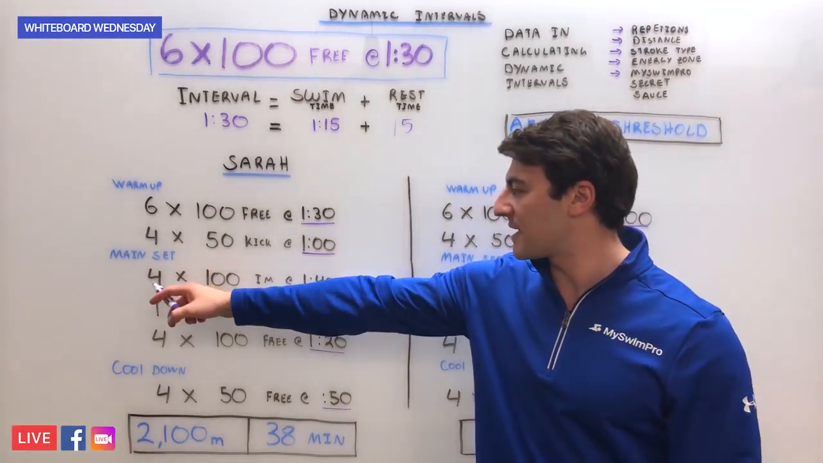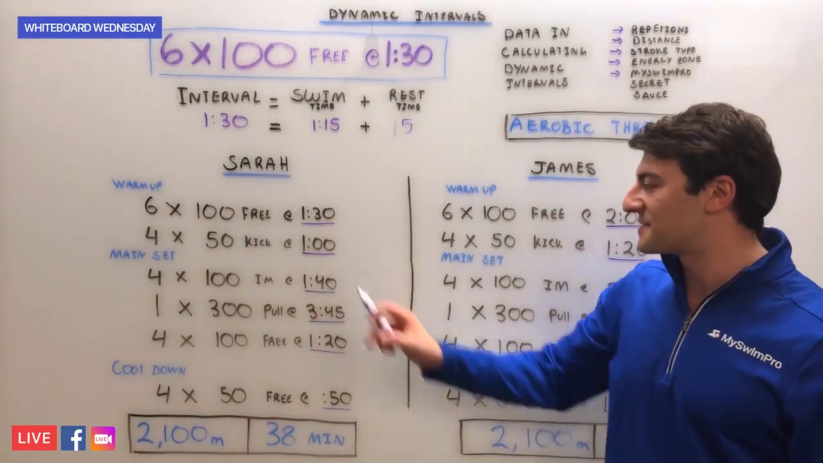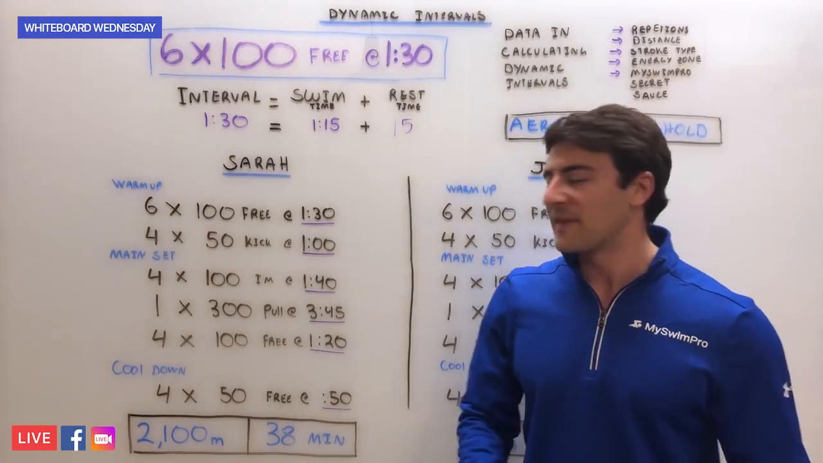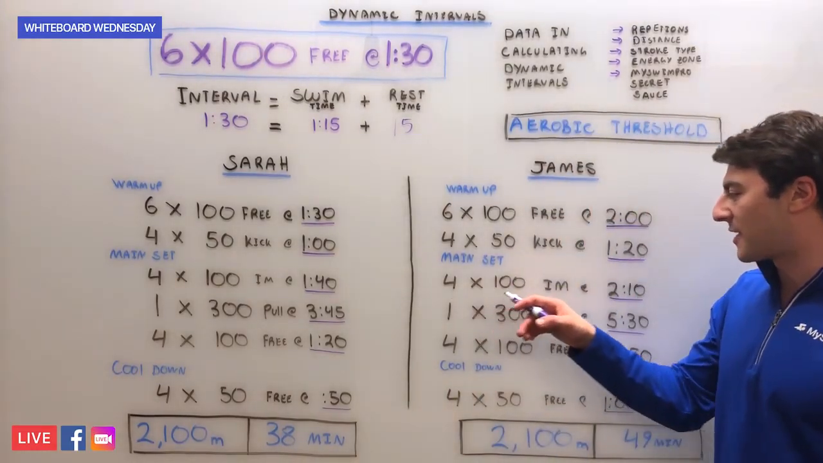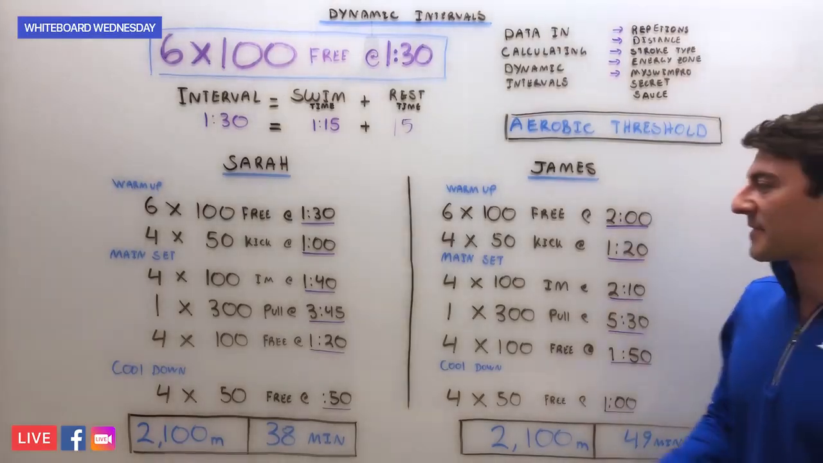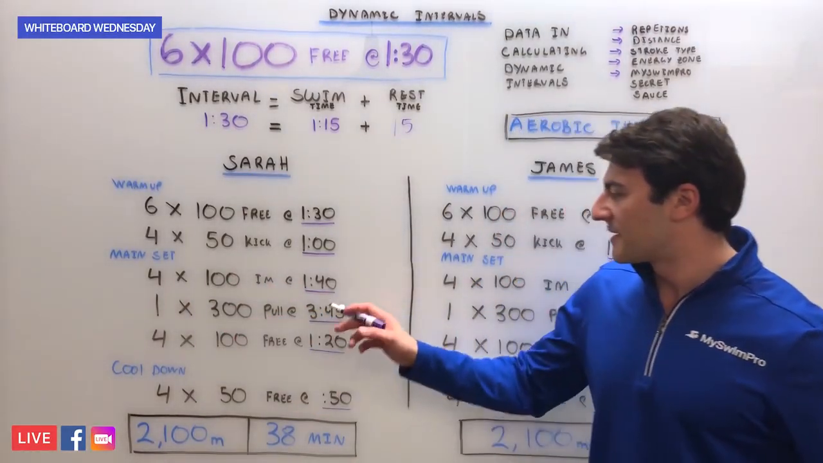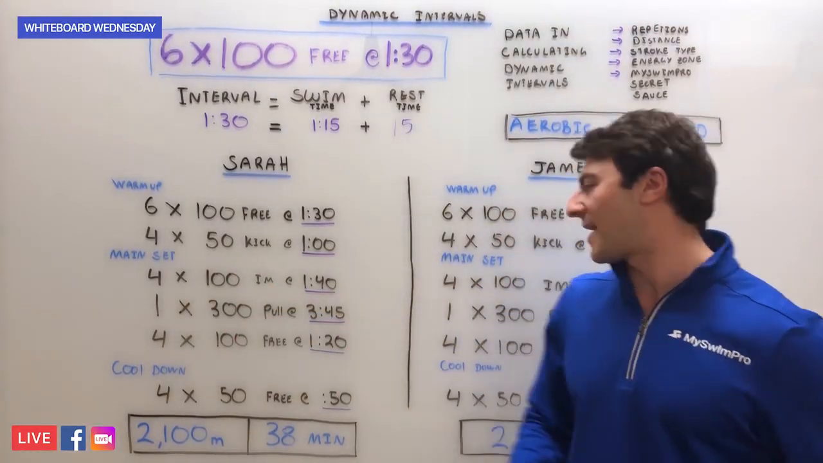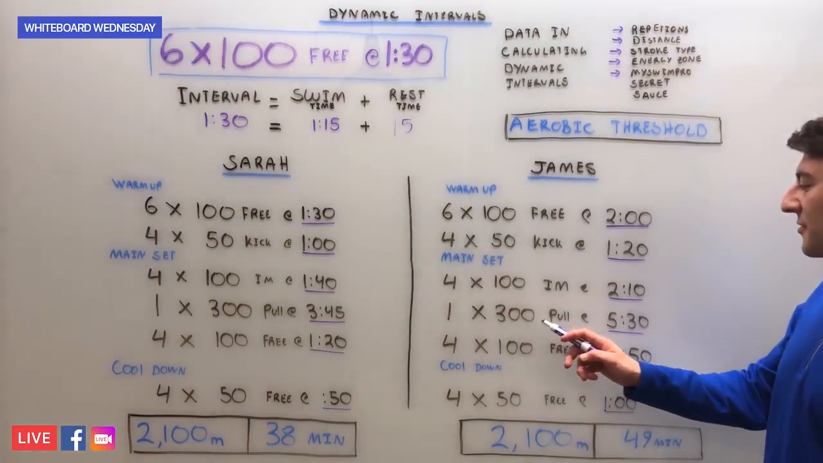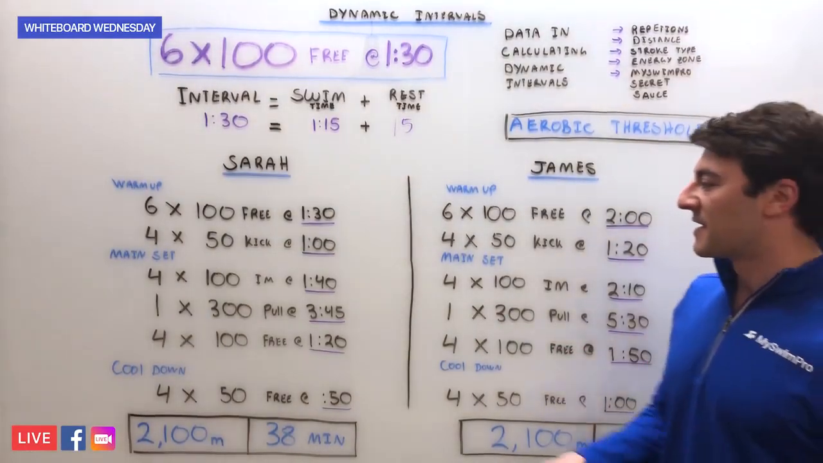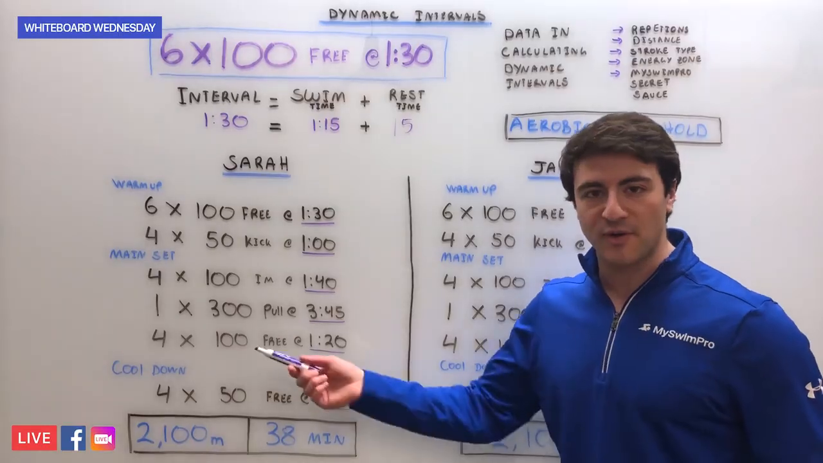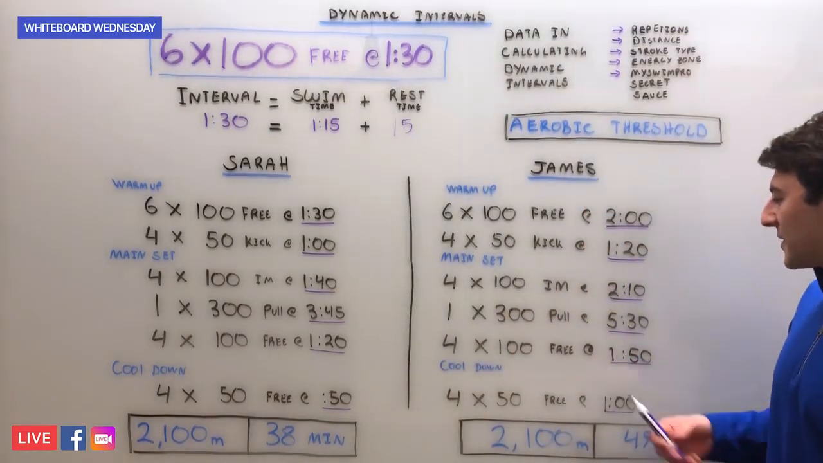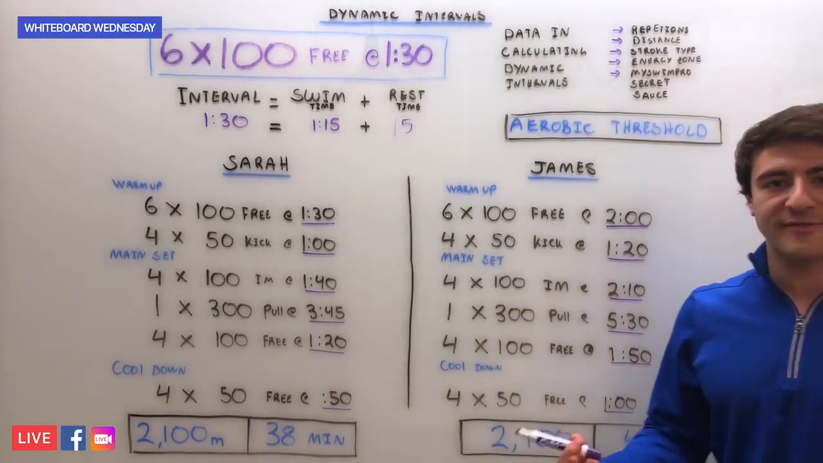If we look at the main set, 4 100s IM, Sarah's going to do it on the 140, and James is going to do the 4 100s IM on the 210. The 300 pull, Sarah's going to do it on the 345. Meanwhile, James is doing the 300 pull on the 530. So this is a 115 pace per 100, and James is doing the 300 pull on the 150 pace per 100.